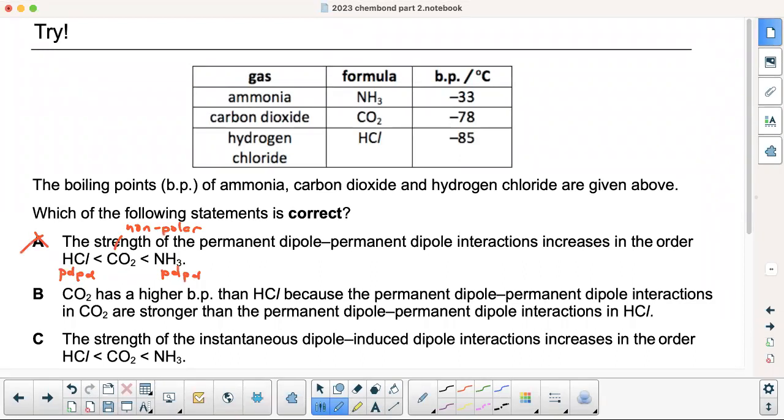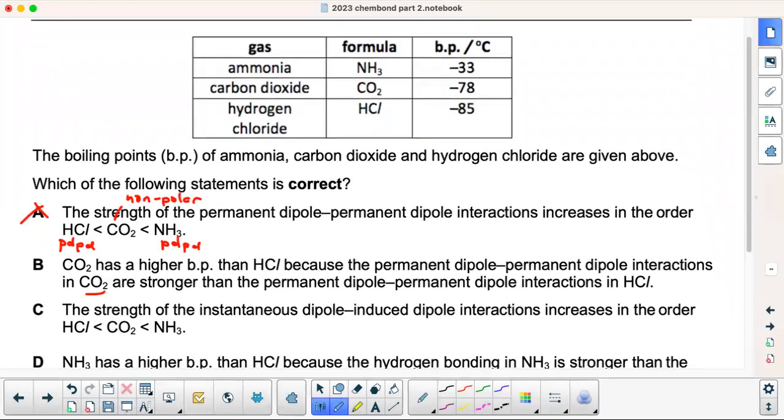Okay. And over here, they still mention oxygen, carbon dioxide, and talk about PD-PD, but carbon dioxide is non-polar. Okay, carbon dioxide is non-polar. It doesn't have any PD-PD. That's why B is also wrong. Okay, I'm not sure why they keep talking about PD-PD for carbon dioxide, because it doesn't have any PD-PD. Okay, because it's a non-polar molecule.